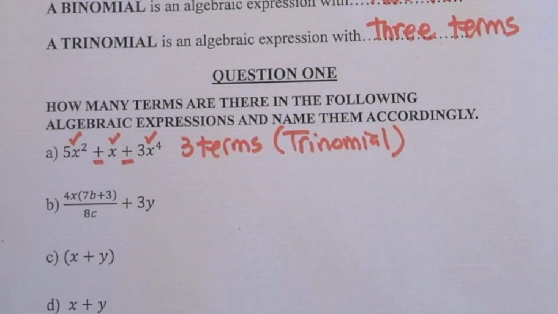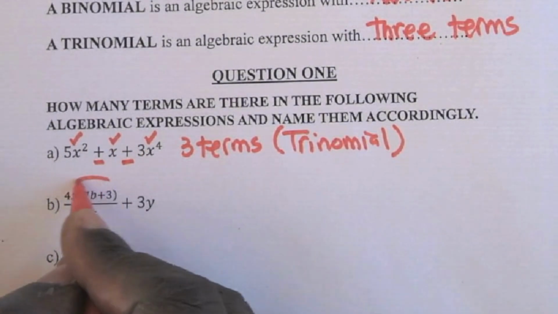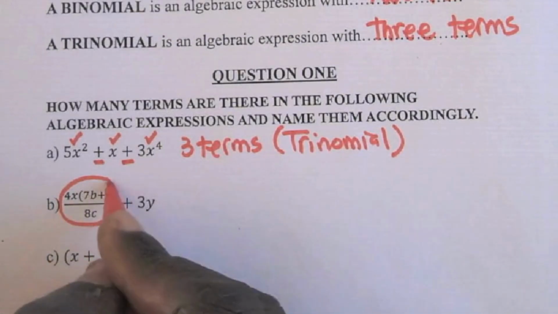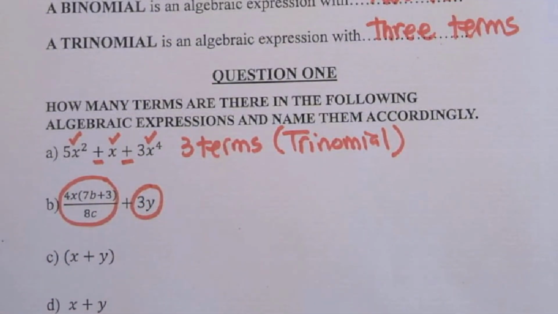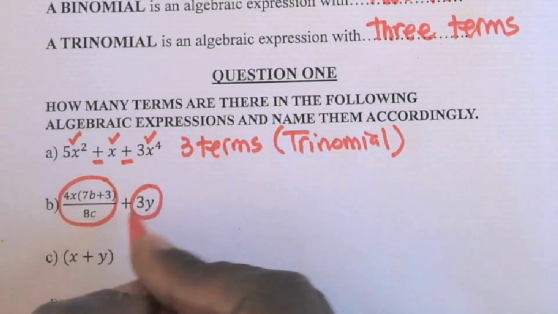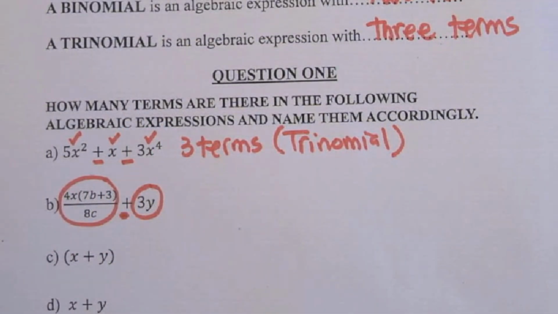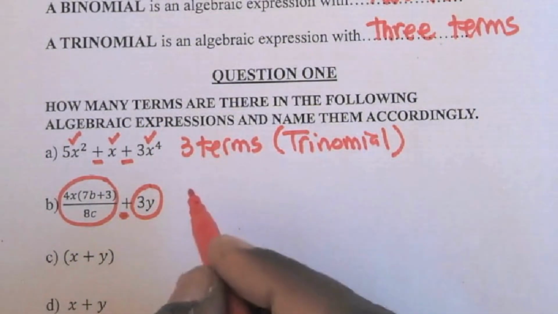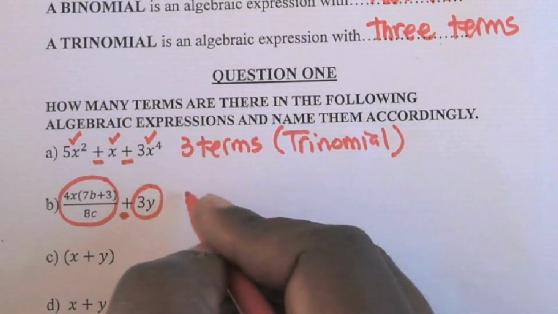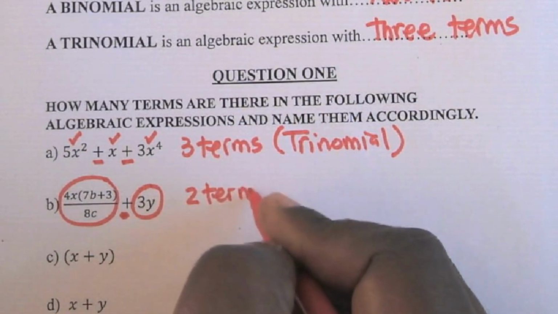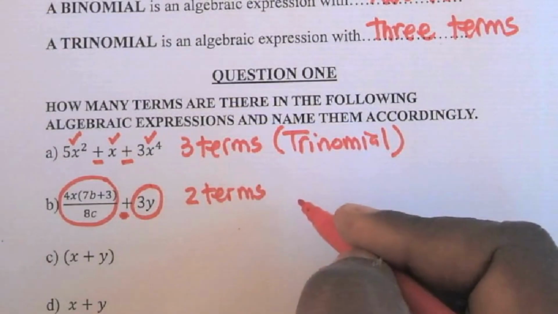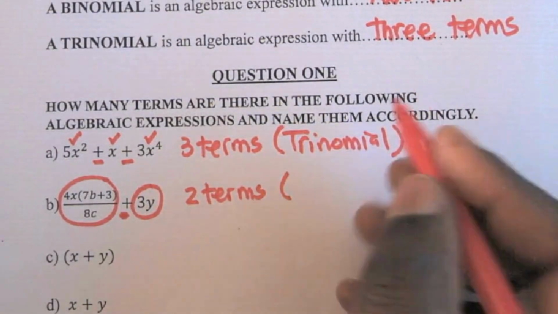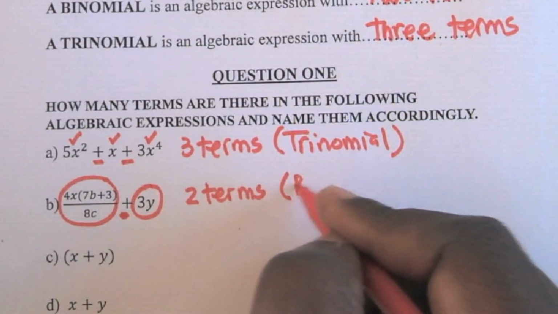In B, if we look at this algebraic expression, we are going to see that this here is one term, and then 3y is another term. And these two terms are separated by a plus sign. So, to answer the question, we have 2 terms. And what name do we give to an algebraic expression that has got 2 terms? We call it a binomial.